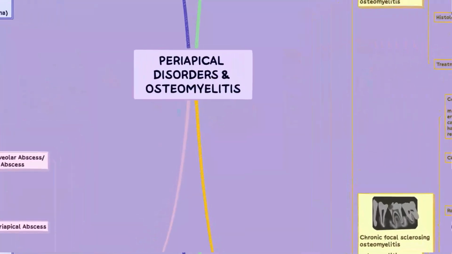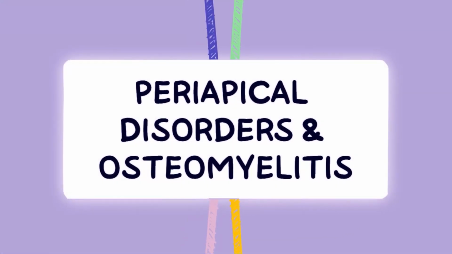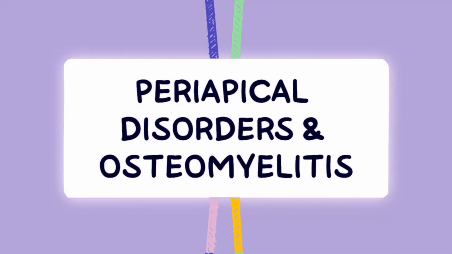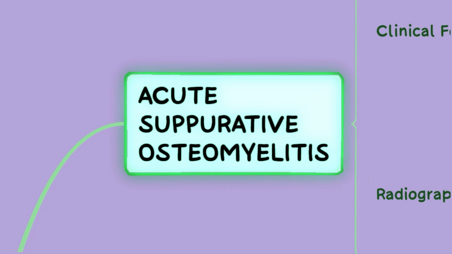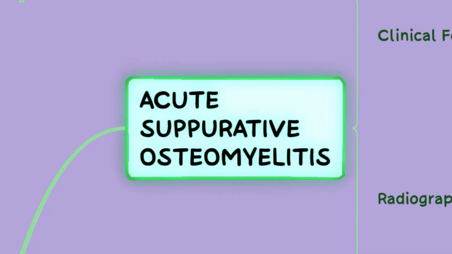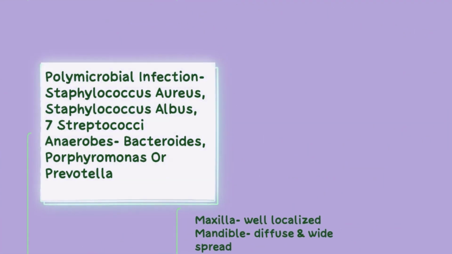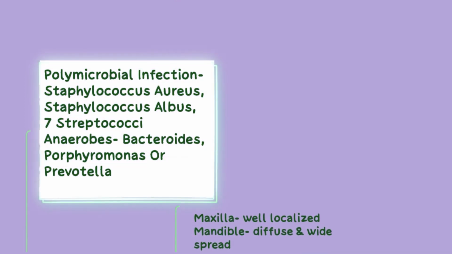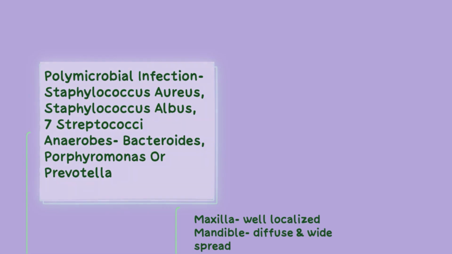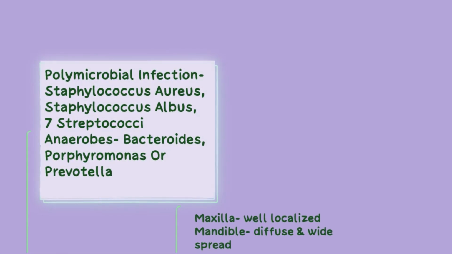In this video, we will talk about various types of osteomyelitis and periapical pathologies. First type is acute suppurative osteomyelitis, which is typically a polymicrobial infection caused by bacteria such as Staphylococcus aureus, Staphylococcus albus, Streptococci, and anaerobes like Bacteroides, Porphyromonas, or Prevotella.